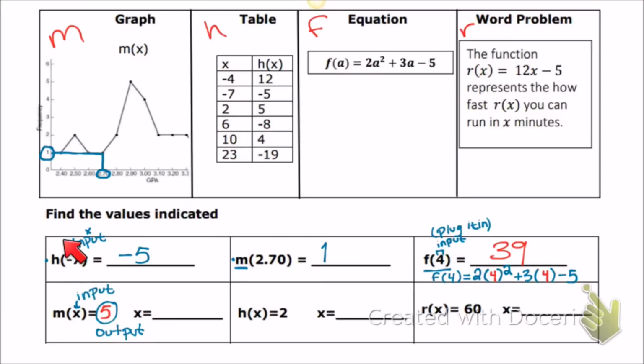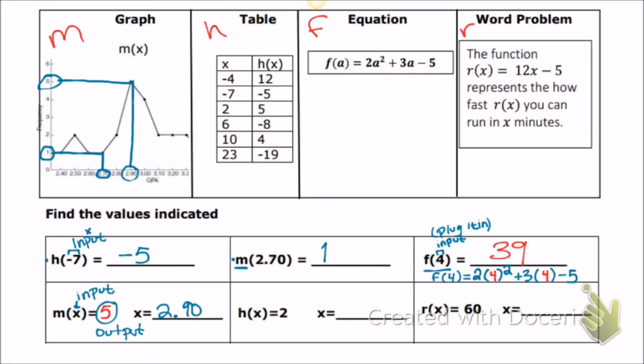So I'm going to go to the Y-axis and look where the Y is 5. And then I'm going to go over, and then we're going to check what the X value is, and in this case it's 2.90. Alright, H of X is equal to number 2.